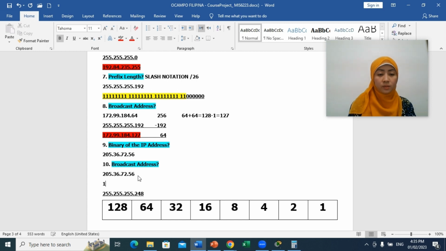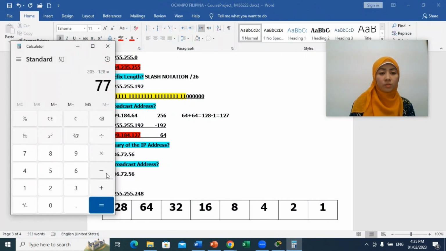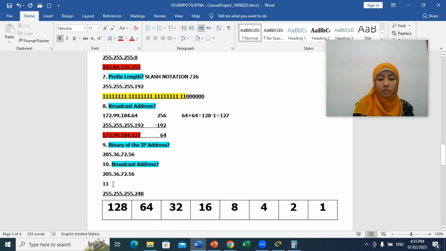Put it here. So 1, and then 77 minus 64, it can be. So we'll put 1 again here. So 77 minus 64 is equal to 13. So 13 minus 32 cannot be. 13 minus 16, it cannot be. 13 minus 8, it can be. So from here, we will put 0, 0 here. So 0, 0, and then 1 for 8.